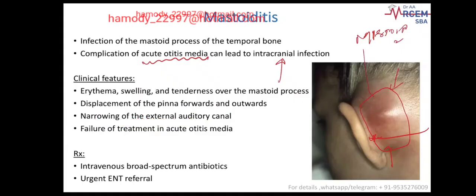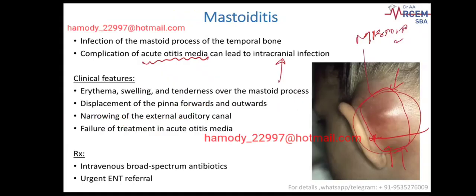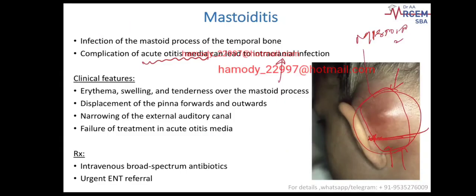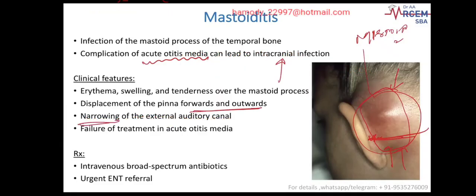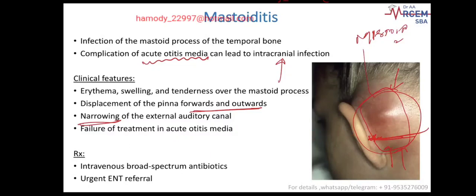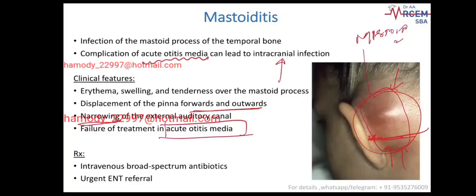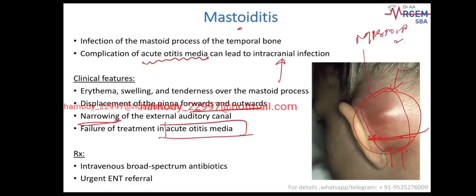There will be some amount of erythema, that is redness, and swelling will be present over the mastoid process. So this is the mastoid process you are seeing. Because the pinna is pushed forward and outwards, the external auditory canal might be narrowed. That is important. Do not forget, it might be narrowed on examination. Most of the time, they present to the ED saying that there is a failure of treatment of acute otitis media because it has got complicated, resulting in mastoiditis.